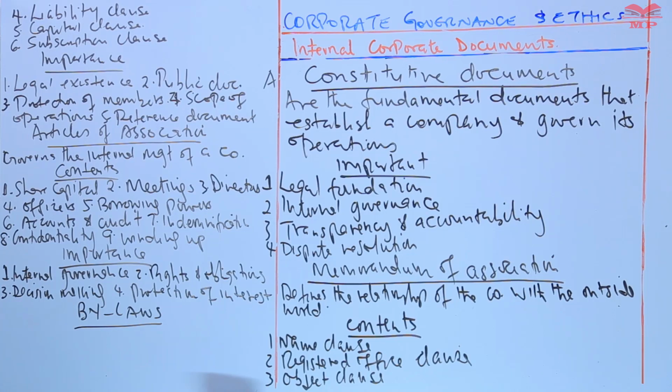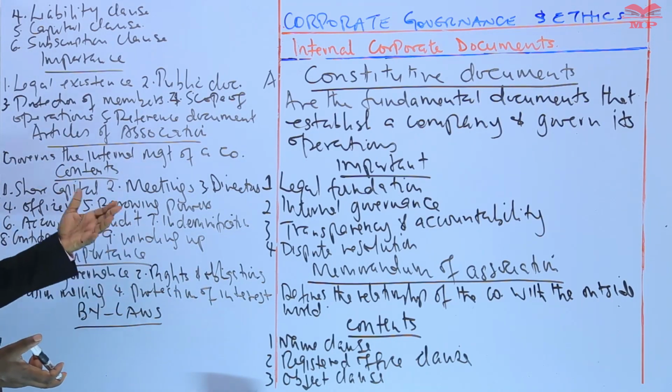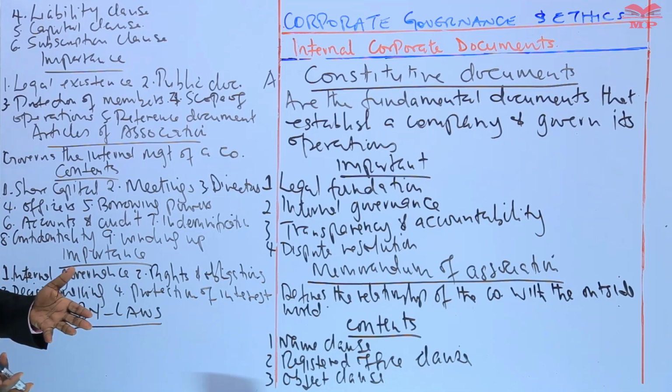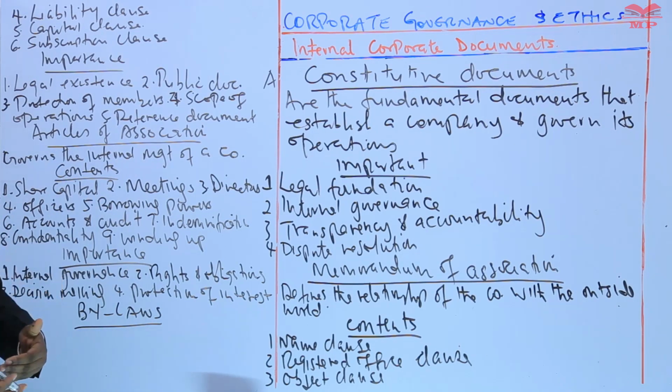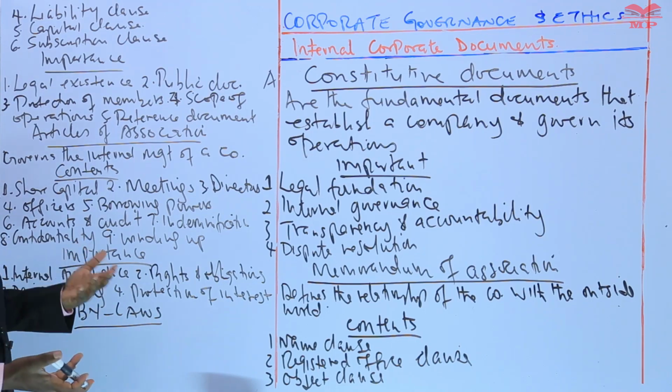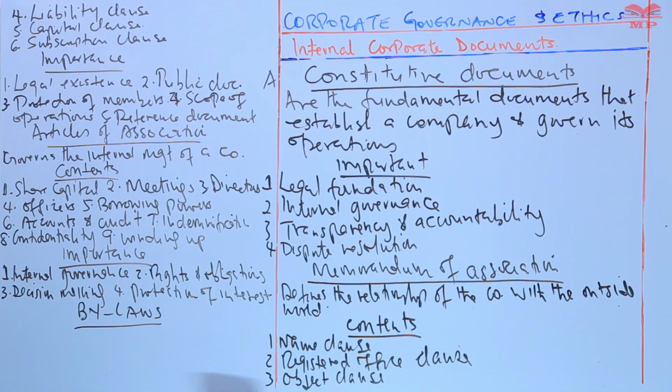And bylaws are sometimes, in other jurisdictions, also known as articles of association. And they cover the same things like the directors, the officers, amendments. All right?